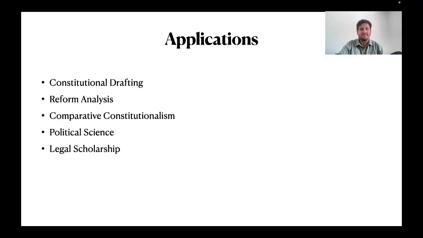This tool has broad applications for constitutional research. We can use it in constitutional drafting, for example, understanding which provisions are borrowed versus innovated. We can use it in reform analysis, in comparative constitutionalism. We can use it in political science, for example, to reveal the strategies and compromises in constitutional design. We can use it in legal scholarship, for example, to analyze the diffusion of constitutional ideas across jurisdictions. This constitutional comparison tool is designed to be flexible. You can apply these methods to any set of constitutional texts, adjust the parameters for your research questions, and export the results for further analysis.